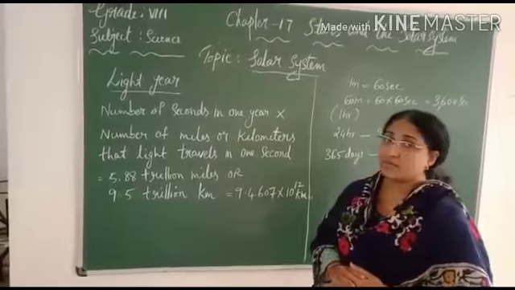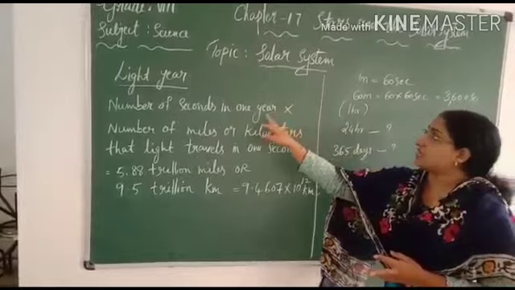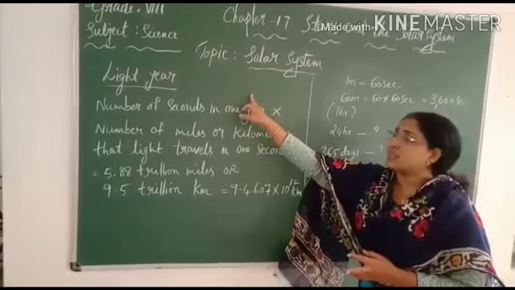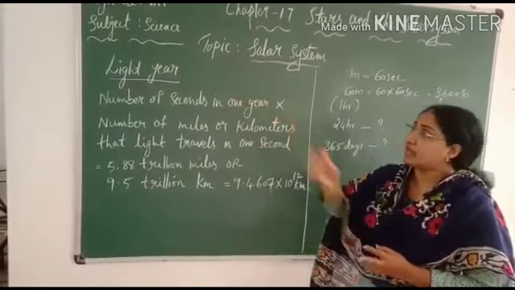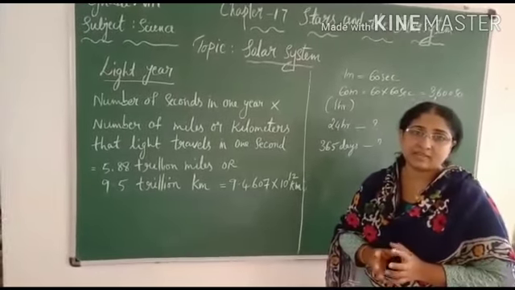So in this session I am going to teach about the solar system. Before moving to the solar system, I want to teach about a few things. One is what is light year. So how can you calculate light year? Light year means it is the distance travelled by light in 1 year.